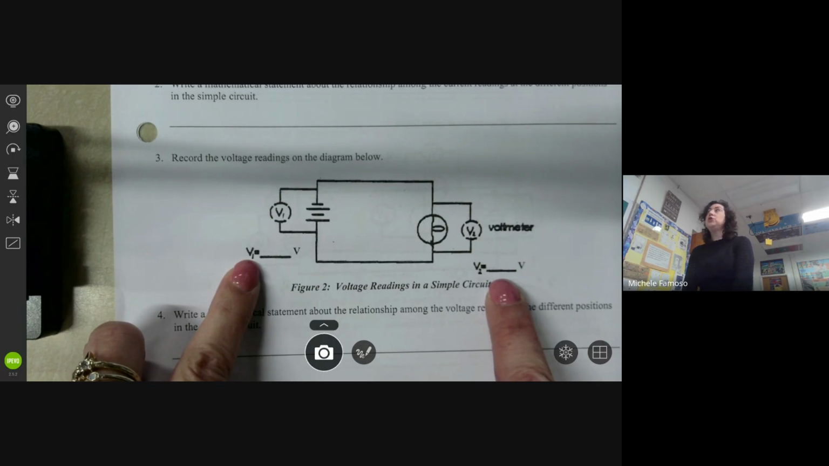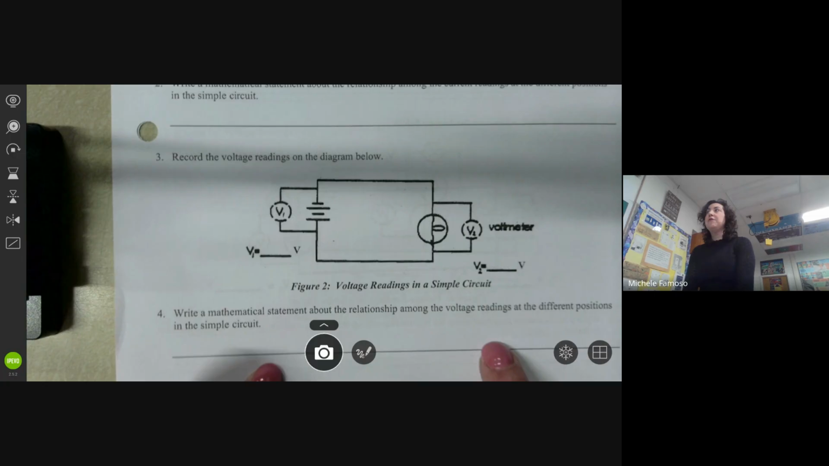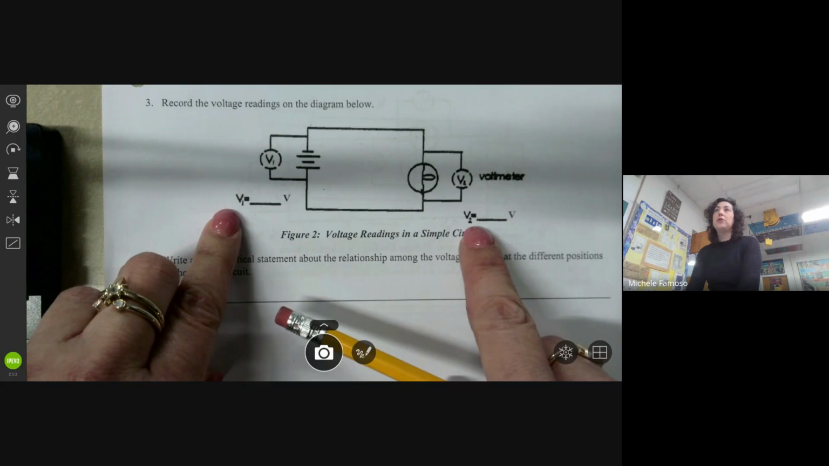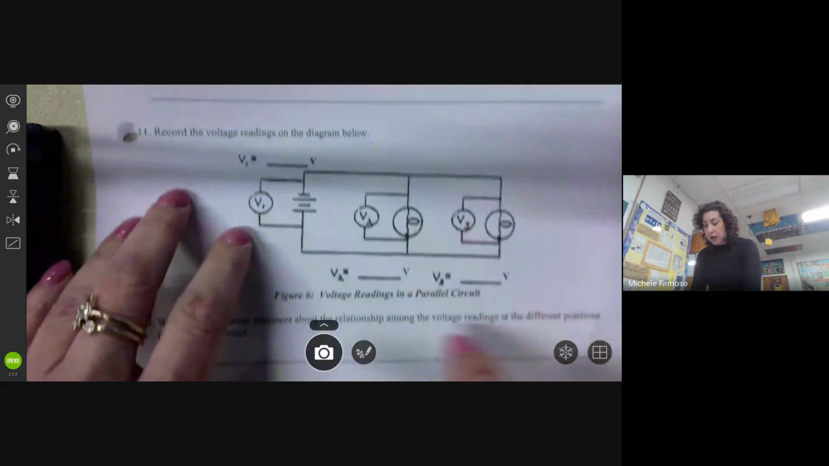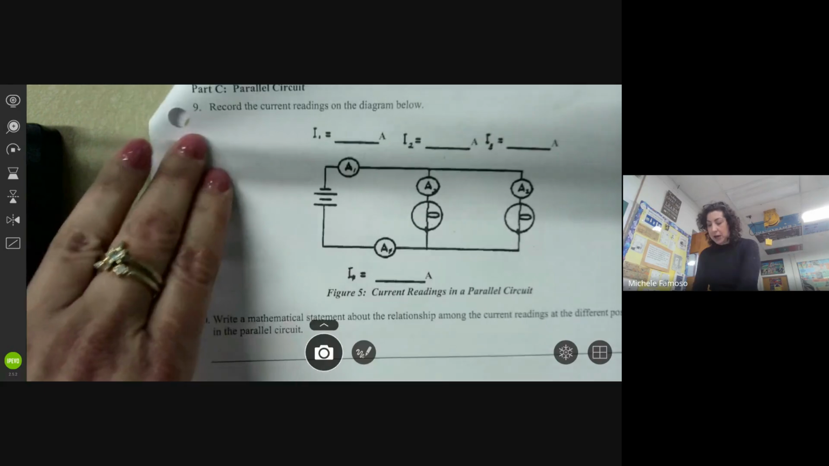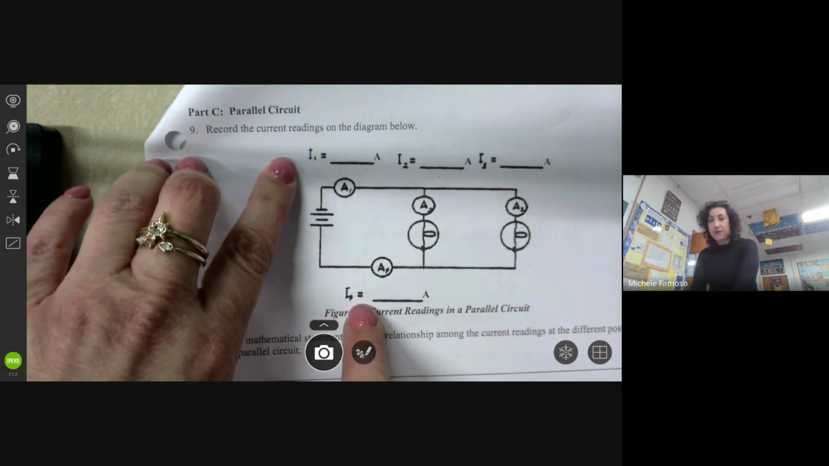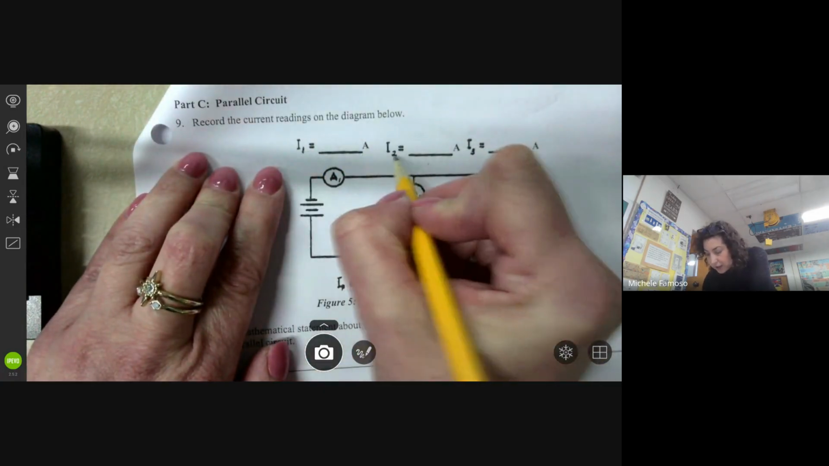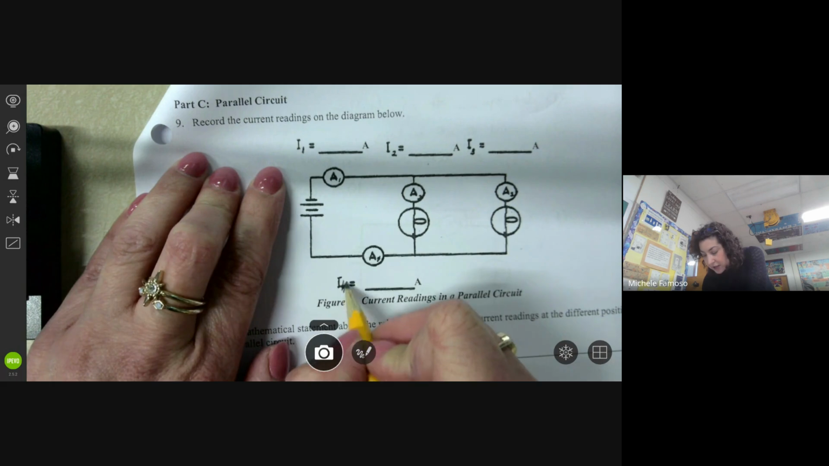Then what you will do after that, every single one is asking you to write a mathematical statement. That means an equation which relates those 2 values to each other. Or write an equation that relates these 3 values to each other. Or write an equation which relates these values to each other. Now this is I1. I know it's a little difficult to read. That's 2, 3, and that is 4.